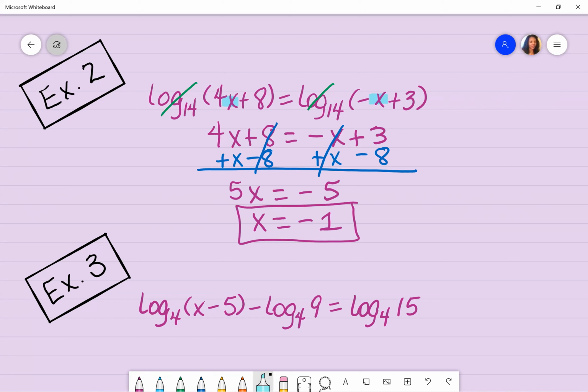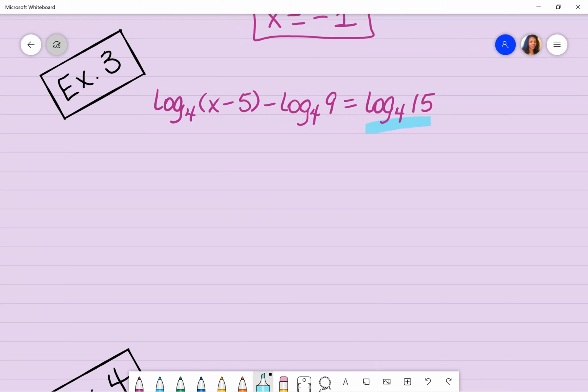Okay, for this one, I see that I have one log on the right-hand side, but I have two logs on the left-hand side. So I can't just get rid of them. I have to get it to a point where I have one log on one side and one log on the other side.